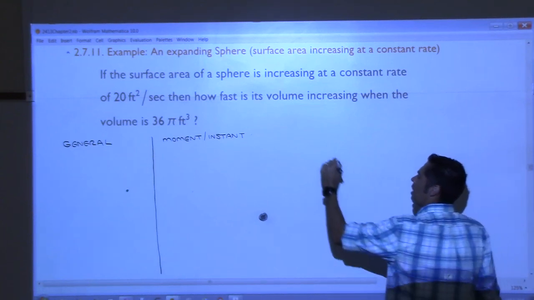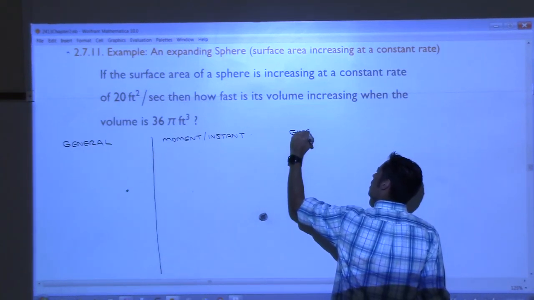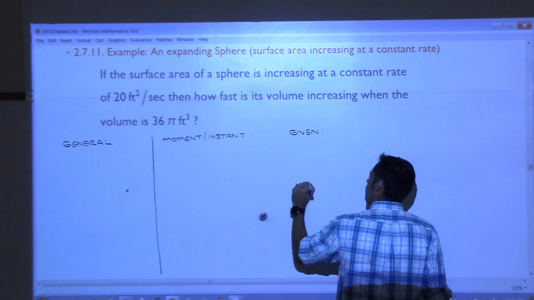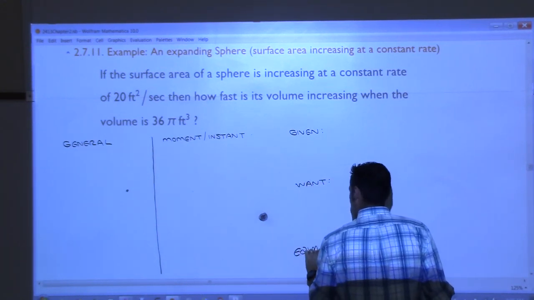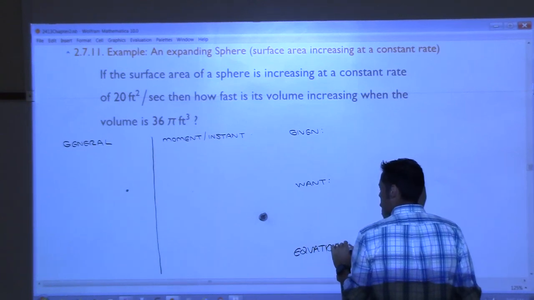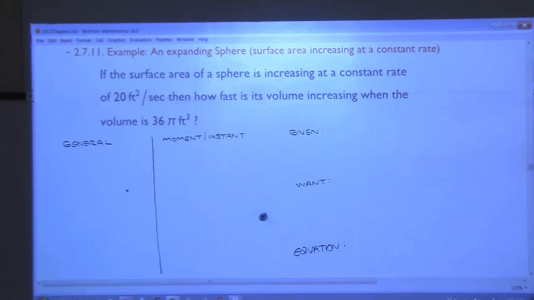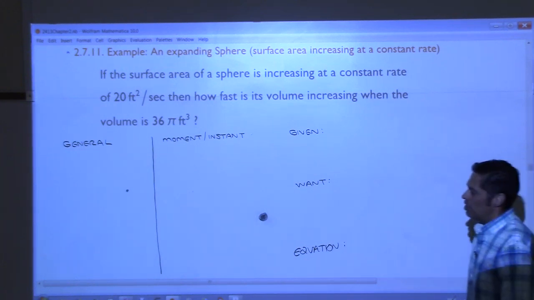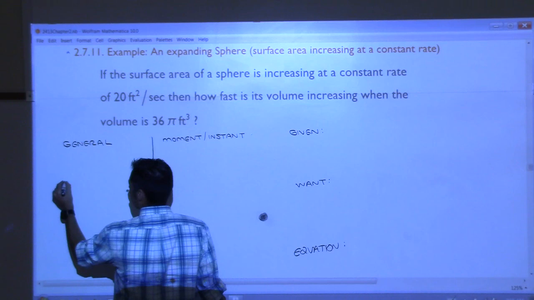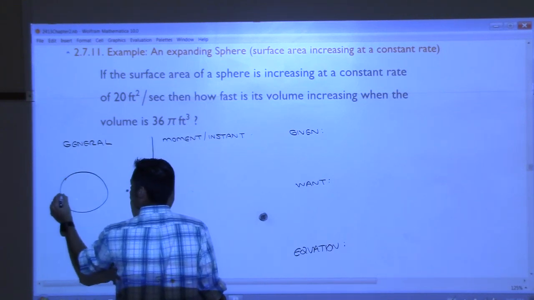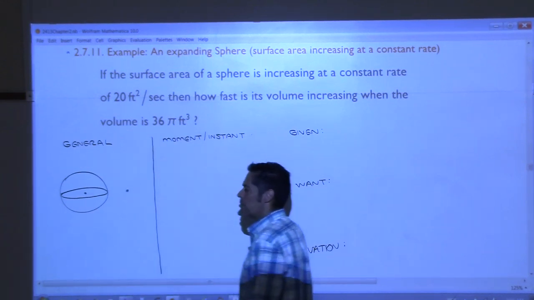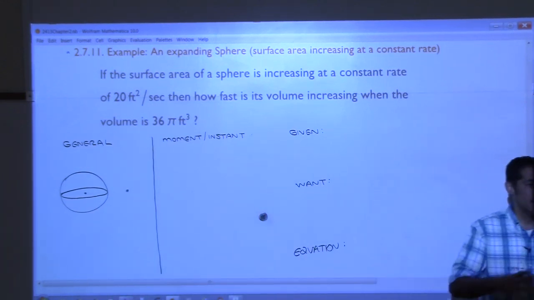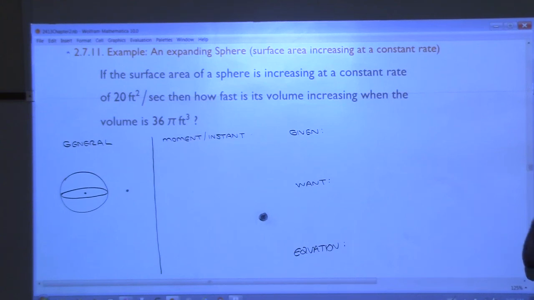And then we're also going to try and write down any information we're given, and we want to write down what we want. And eventually, we're going to want to get an equation that we're going to differentiate. So let's just draw a picture of our general situation. We've got a sphere. Draw a circle with a little elliptical thing in the middle of it, and a little dot in the center. So we've got this sphere, right? And it's growing. It's getting bigger and bigger.